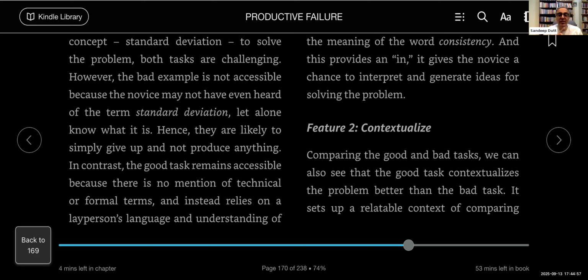Okay, feature three, admit multiple solutions and representations. Notice how the bad task invites one solution, implicitly the normative solution. In contrast, the good task expressly invites novices to generate multiple ways of solving the problem. Not just one way, as in the bad task, but multiple ways.